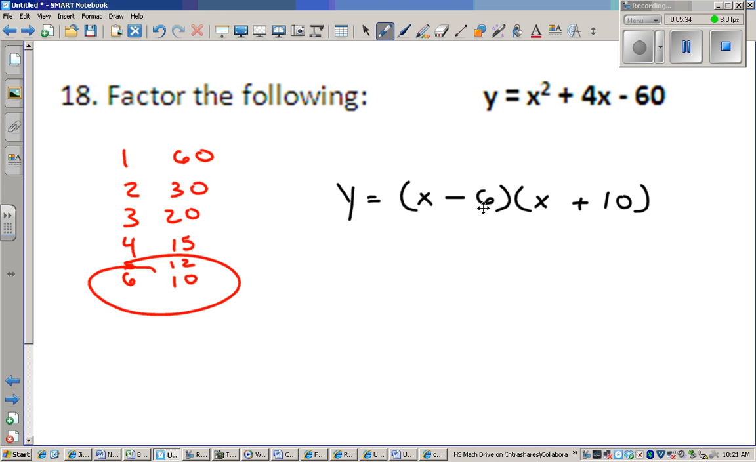So this actually works out there. I've got my first times first, x squared, outer plus inner as a positive 4x, and negative 6 times 10 as a negative 60 for the last.